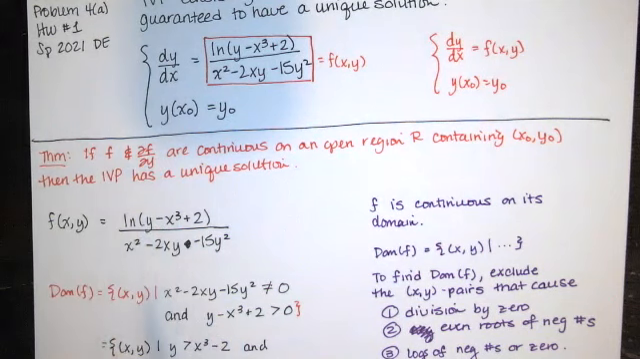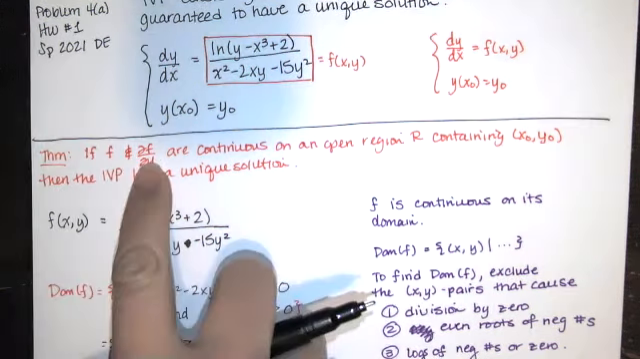We also need the partial of f with respect to y to be continuous on the region R that we're interested in. So we need to find that partial of f with respect to y. And then figure out where it's continuous. So we have the log of y minus x cubed plus 2 in the numerator over x squared minus 2xy minus 15y squared in the denominator.